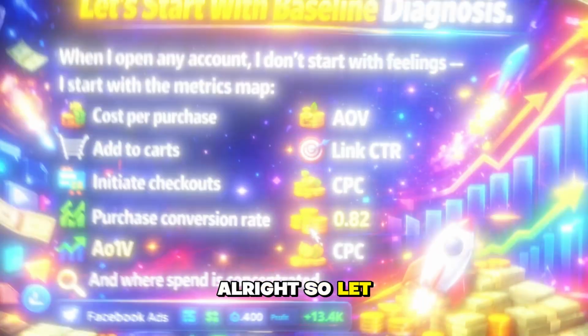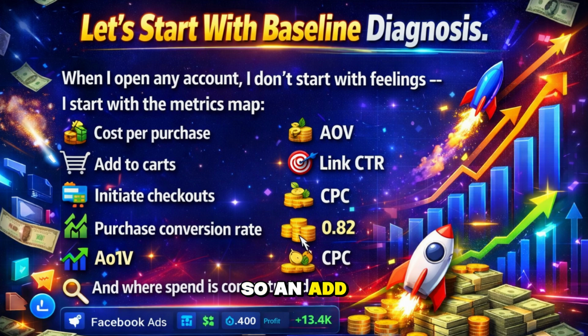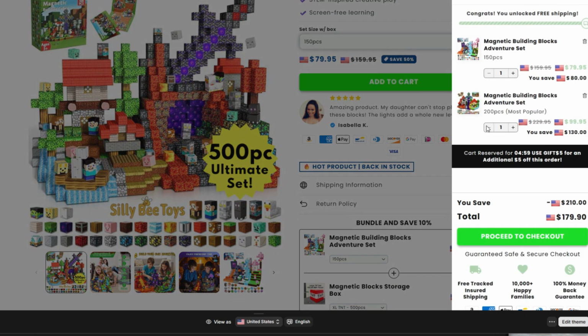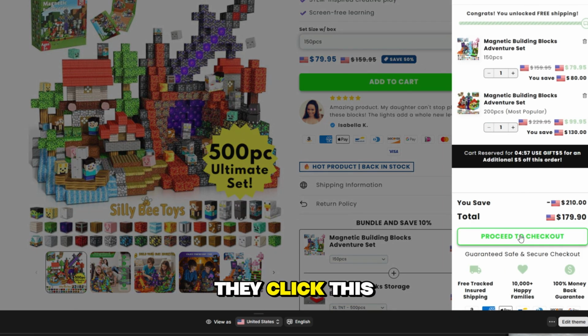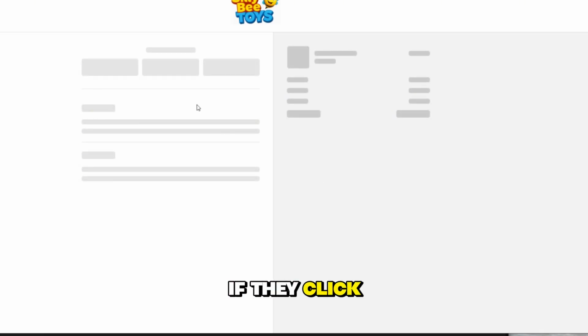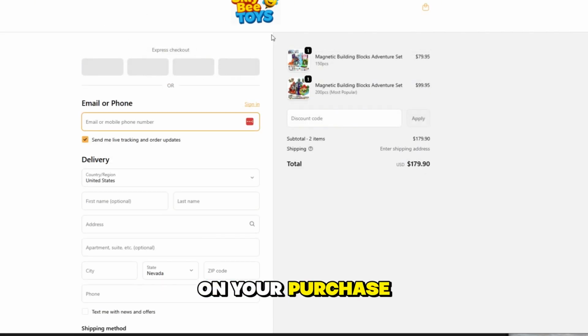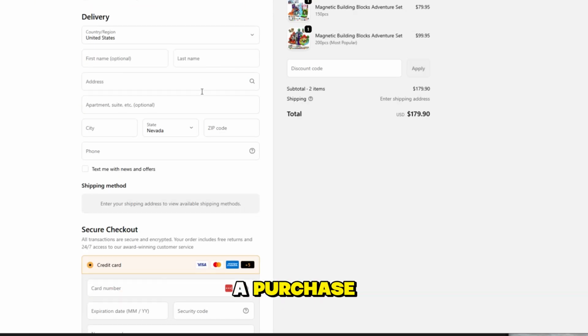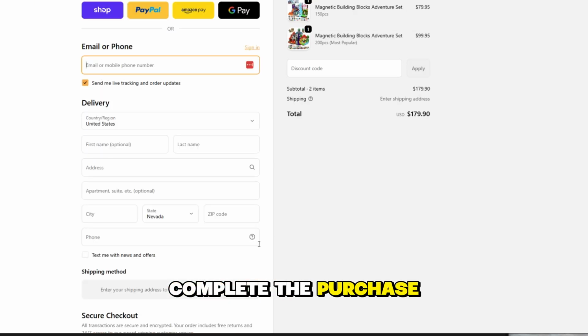All right. So let me explain to you what that all means. So an add to cart is someone that clicks this button right here. You guys see this little button right here, add to cart? If someone clicks that, okay, then if they click this next button, which is proceed to checkout, that's an initiate checkout. Initiate checkout, guys, right here, okay? If they click on that, then now they land on your purchase page, right? And this obviously turns into a purchase if they go down here and complete the purchase, okay?